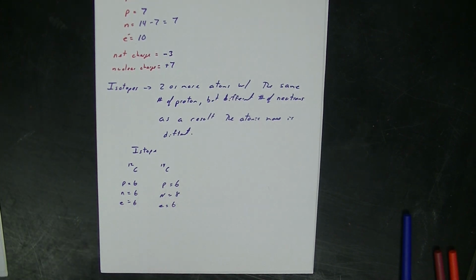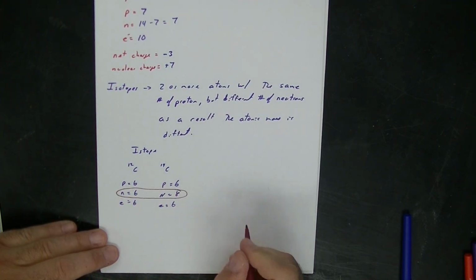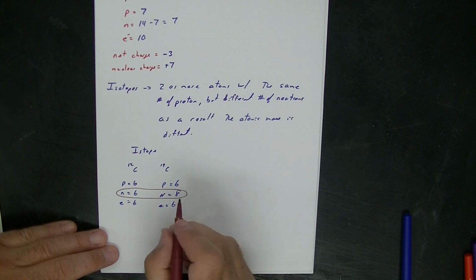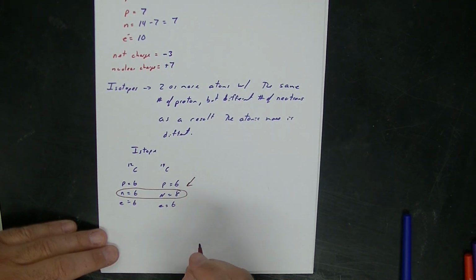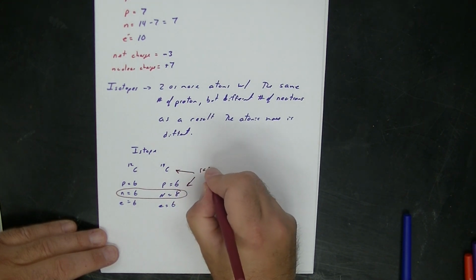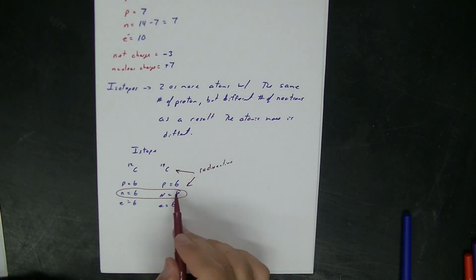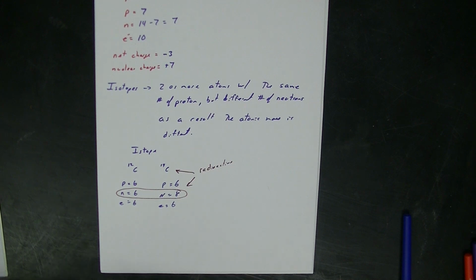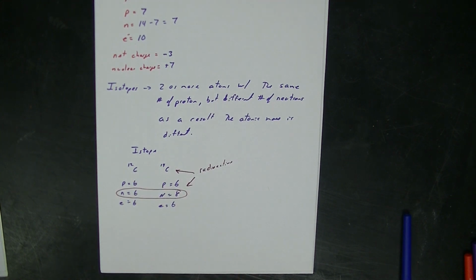So the difference between these two atoms is the number of electrons. Oh, excuse me, is the number of neutrons, which is what makes them isotopes. This weird number of neutrons is actually what makes this radioactive, and we'll talk about why that happens eventually. So isotopes are same element, same number of protons, different number of neutrons.